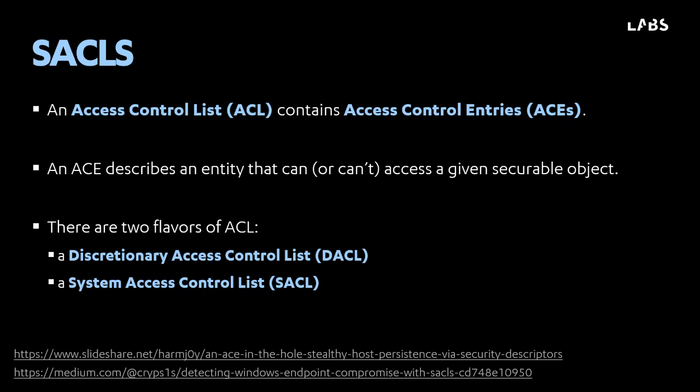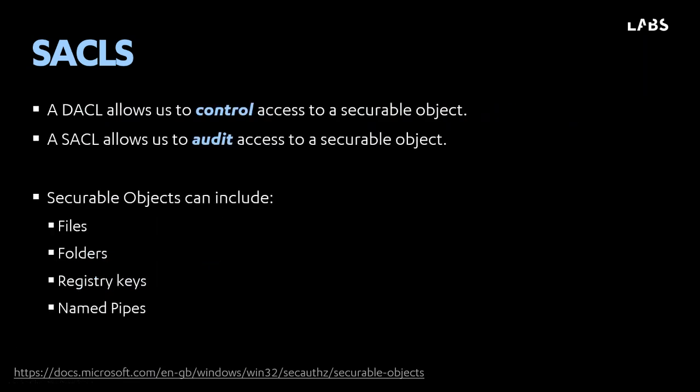An access control list contains ACEs, or access control entries. And there are two flavors, a discretionary ACL and a system ACL. An ACE could describe what can or can't access a given securable object. So just jumping on a slide, the ACL allows us to control the access to a securable object. And an SACL is going to be very useful for us because it allows us to audit the access to a securable object.